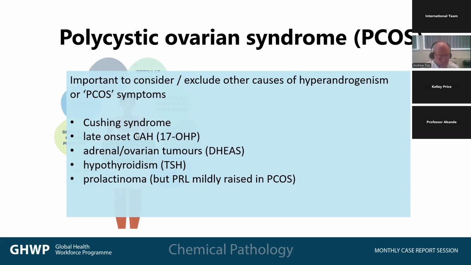biochemically picked up by measuring the precursor to that enzyme, 17-hydroxyprogesterone, either as a random sample or after synacthin stimulation. Adrenal or ovarian tumours can, of course, produce androgens as a tumour product, and DHAS, if present, would point more specifically towards an adrenal cause rather than an ovarian source.